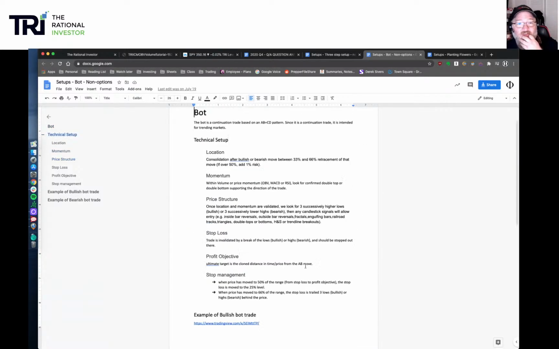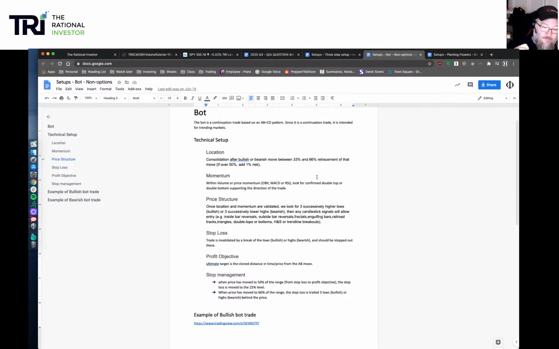My bot setup is different than what's in the library in that I add a momentum section. For the bot, we look for consolidation after a bullish or bearish move between 33 and 66% retracement of that move. If it's greater than 50%, I'll add a percentage of risk. But in the case of a bot, if it gets even 1% beyond 66%, I'm out. I'm not going to trade it. That's not a bot for me anymore. I am very strict about that 33 to 66% range.